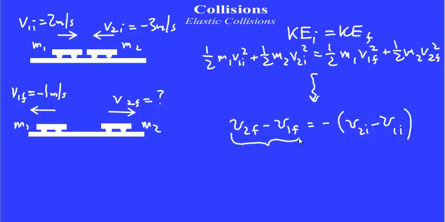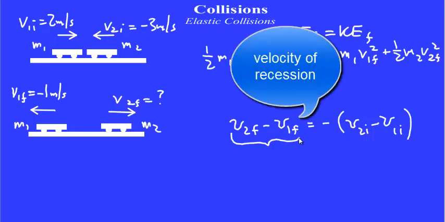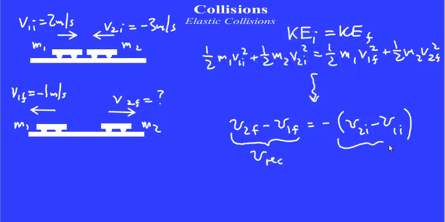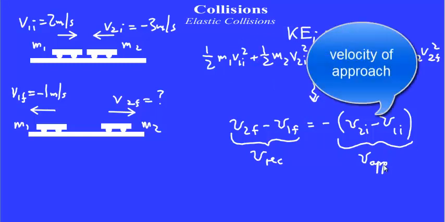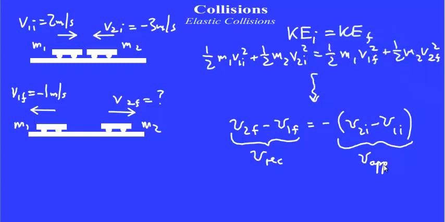Now, this term is called the velocity of recession. It's the speed at which the two objects recede from each other. And this term over here is called, as you might guess, the velocity of approach. With what speed do they approach each other? So in kinetic energy conservation and elastic collision, these two are equal to each other. Again, let's take a look at an example problem.